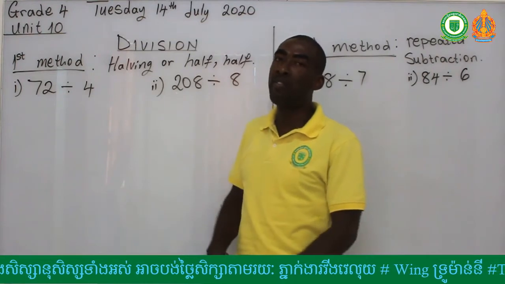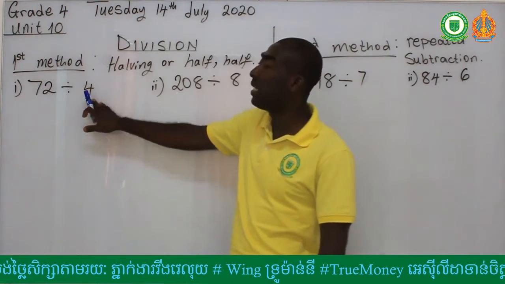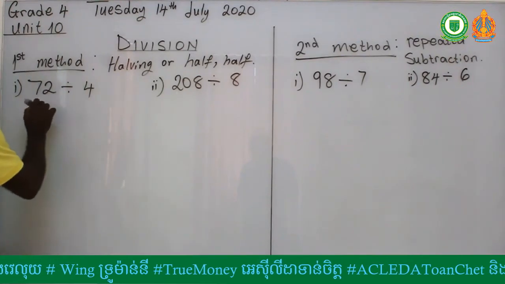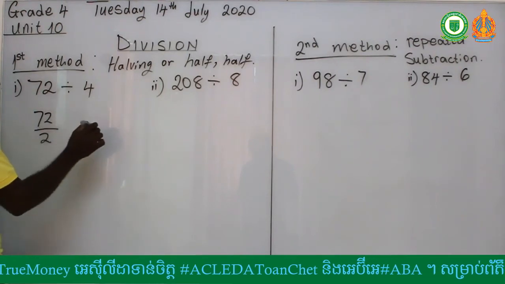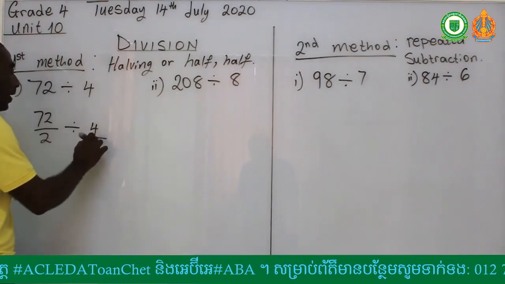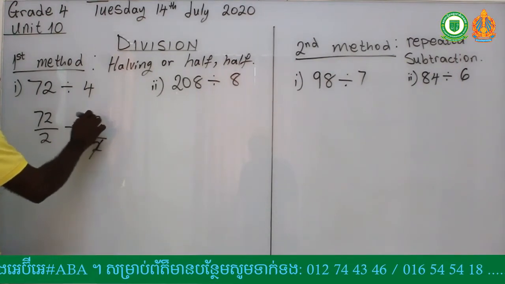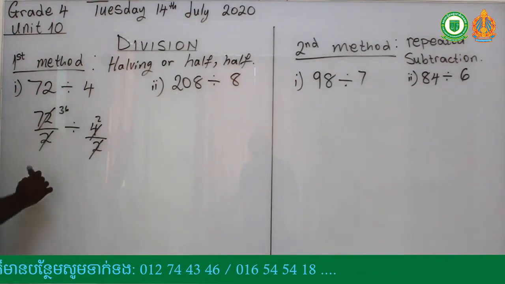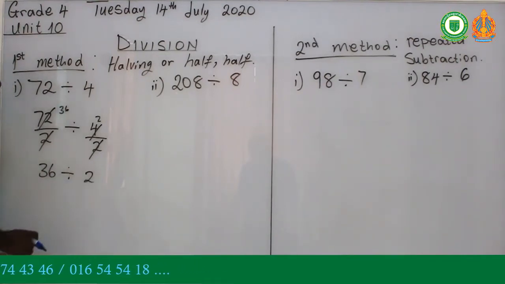That means we have to divide 72 by 2 and divide 4 also by 2, okay? So we go to 72 divided by 2, and then we go to 4 also divided by 2. Okay, so this will give us 2 here, and this will give us 36. So our new problem is going to be 36 divided by 2.